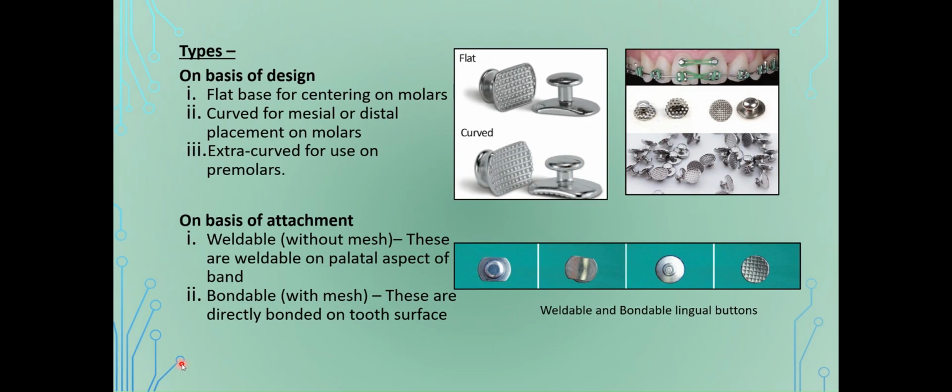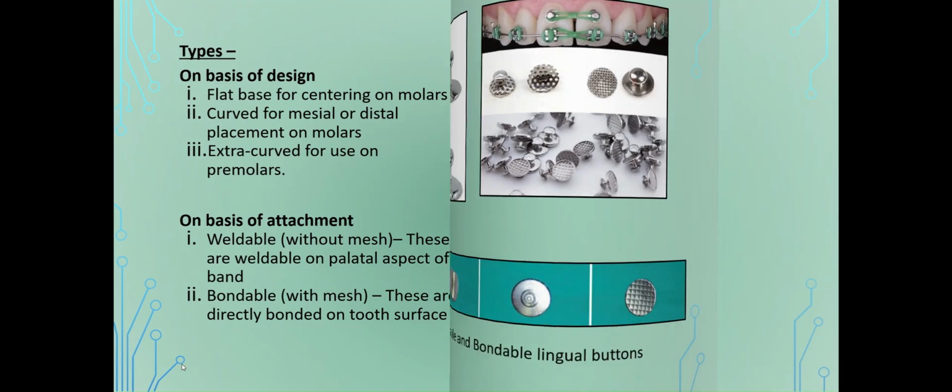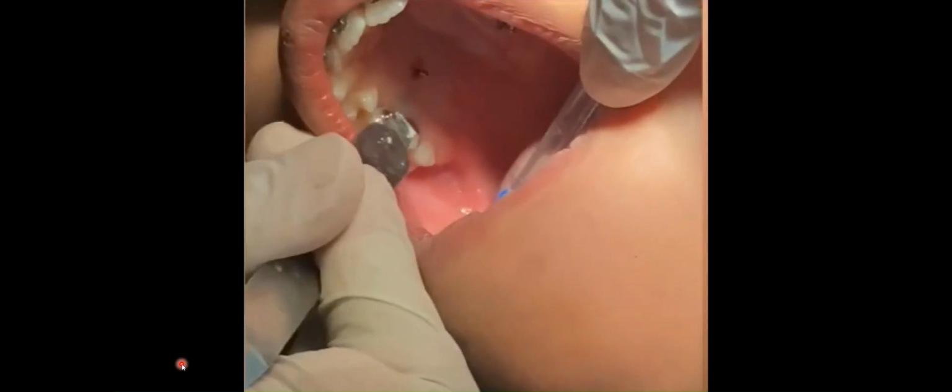Here are the types. On the basis of design: flat base for centering on molars, curved for mesial or distal placement on molars, extra curved for use on premolars. On the basis of attachment, it can be weldable, which are welded on the palatal aspect of the band and are usually without mesh, or bondable, which are directly bonded on the tooth surface and have a mesh. We shall proceed with a video for better understanding of bonding of lingual button.